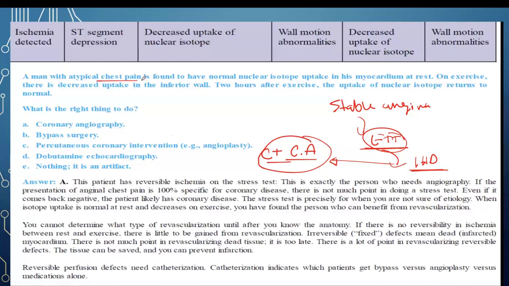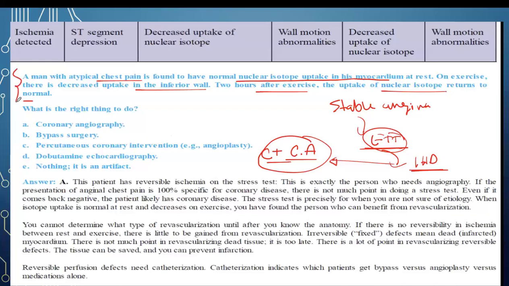So you have got a man with atypical chest pain, found to have a normal nuclear isotope uptake in his myocardium at rest. So you have got a patient with chest pain because you are not sure whether it is cardiac or non-cardiac. So send the patient for a nuclear scan, and at rest, there was nothing abnormal. Then you did the thallium scan when the patient was exercising, and you found that there is decreased uptake of the isotope in the inferior wall. Okay. 2 hours after exercise, so the patient had a rest, you again did the scan, and it came back to normal. So what does it mean?